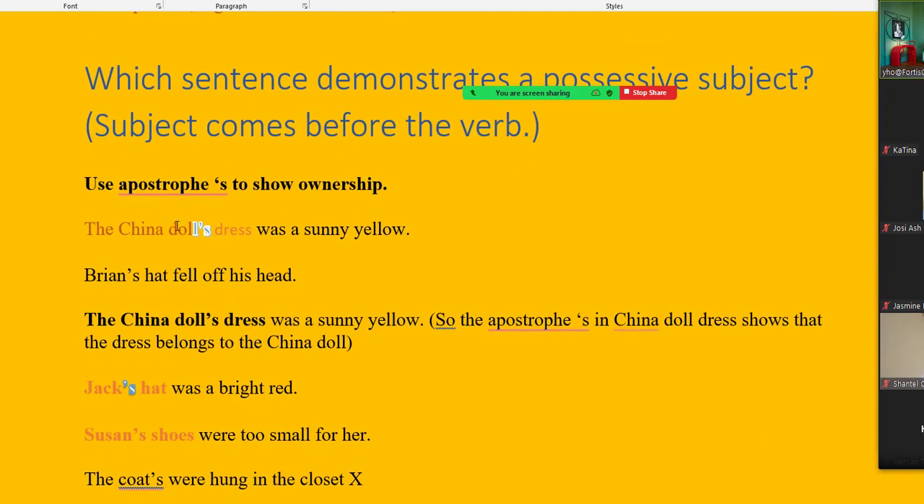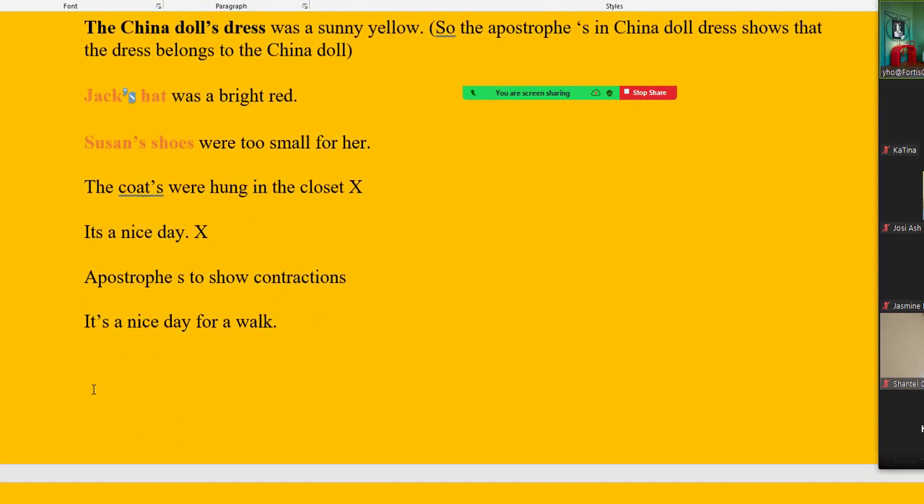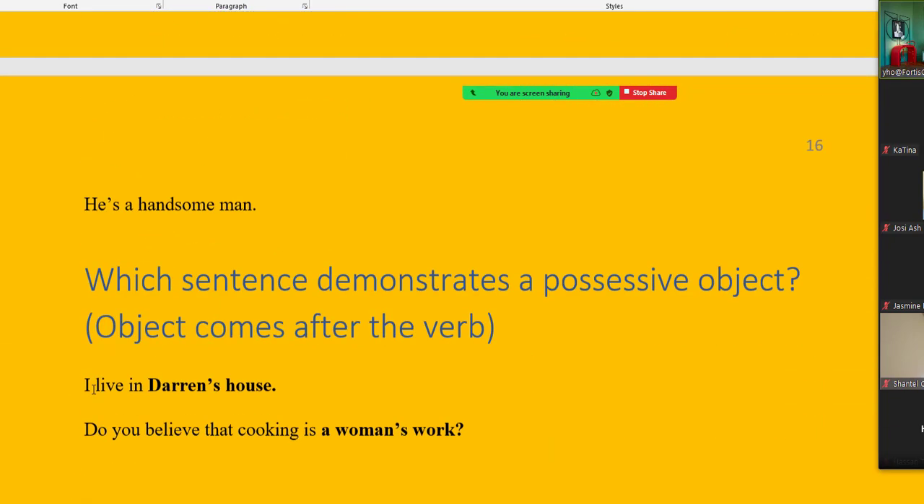Then here, use apostrophe S to show ownership. The China doll's dress was a sunny yellow. Brian's hat fell off his head. So in the China doll's dress was, this is a subject that has a possessive, a possessive subject, and I think I have a possessive object.